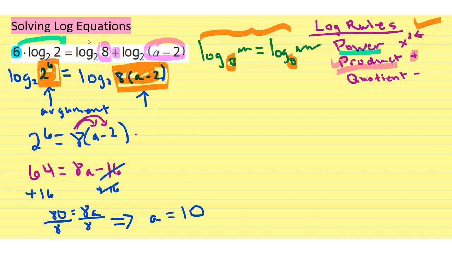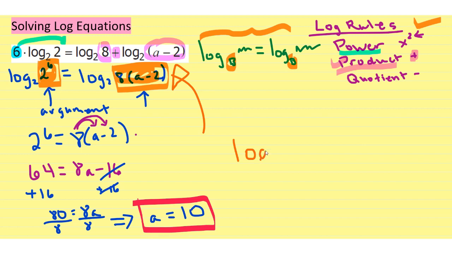The only other thing we need to do is make sure that it's not an extraneous answer. We need to plug that a back into the equation to make sure that it makes sense. If I plug in log base 2 of 10 minus 2, that would be equal to log base 2 of 8, and that's a perfectly acceptable configuration. We are not allowed to have logs of negative numbers. If that had made the argument negative, then that would be an extraneous and not usable answer.